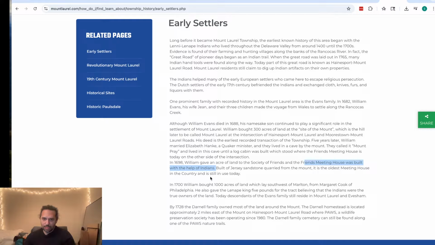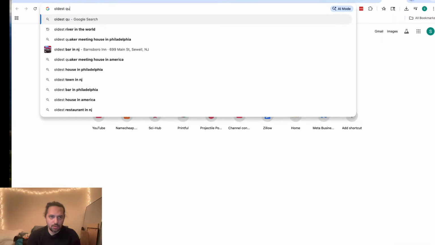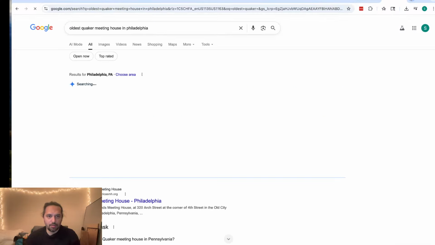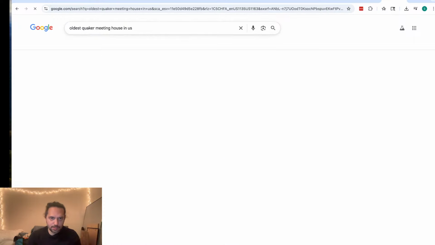The oldest meeting house. It is the oldest meeting house in the country and is still in use today? Really? Oldest Quaker meeting, no. In U.S.